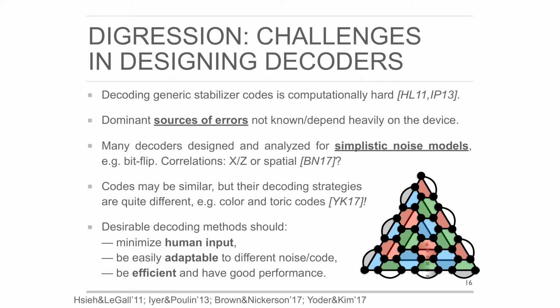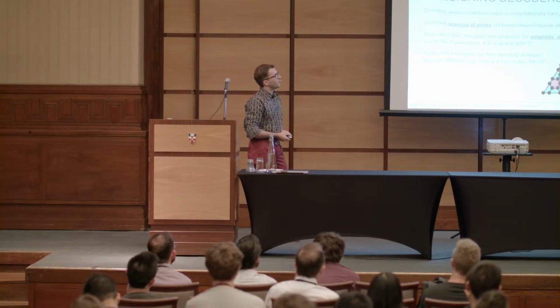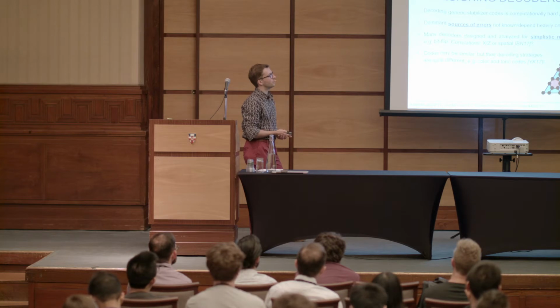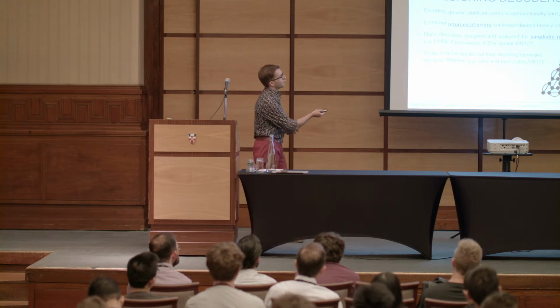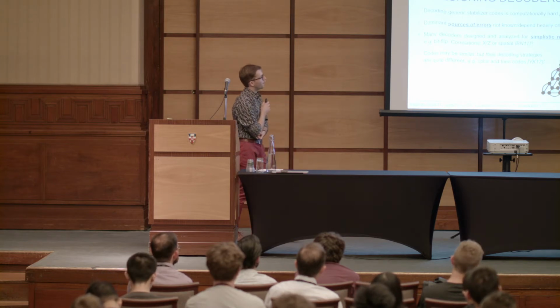Also, some codes may be quite similar, but their decoding strategies can be quite different. I'd like to show you the following example. Imagine I have some layout of physical qubits, and now I choose to measure those stabilizers. This is the triangular color code in 2 dimensions. But I may have the same physical layout of qubits, and this time measure a different set of stabilizers, for instance, this one. And now I have the toric code with a twist.